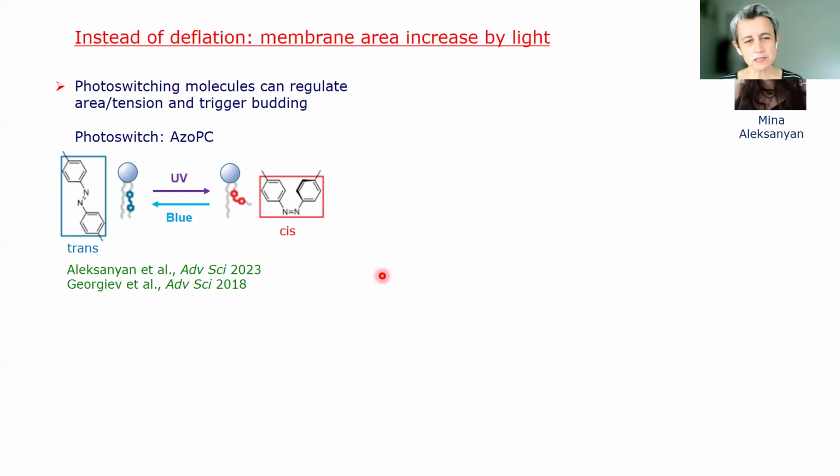So playing with the area can be done not only with deflating such vesicles, but one could also use photoswitchable molecules that can influence the area and the tension of the membrane. And this is one such molecule, a lipid, that undergoes conformational change with UV and blue light, which is reversible. And this was work initiated by Mina Alexanian in the group.